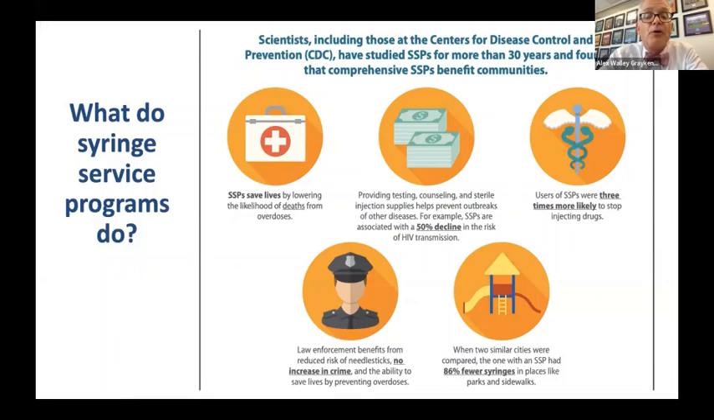So syringe service programs save lives by lowering the likelihood of deaths from overdoses. They not only involve access to sterile injection supplies, but they provide counseling and testing. They prevent outbreaks of other diseases. They're associated with a 50% decline in the risk of HIV transmission over time. People who use SSPs are 3 times more likely to stop injecting drugs. Law enforcement benefits from reduced needle sticks, no increases in crime, and the ability to save lives by preventing overdoses.